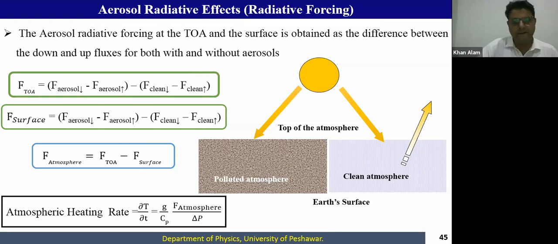And then we need to calculate the top of the atmosphere fluxes, and we also need to calculate the fluxes at the Earth's surface, and then we also need to calculate the fluxes within the atmosphere. And finally, we need to calculate the atmospheric heating rate, how much heat is produced by the absorption or scattering of the solar radiation.